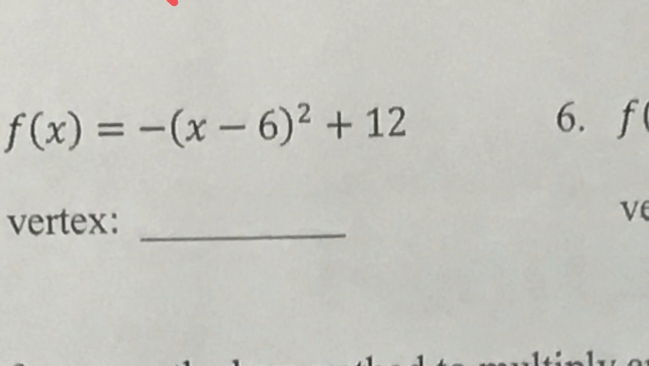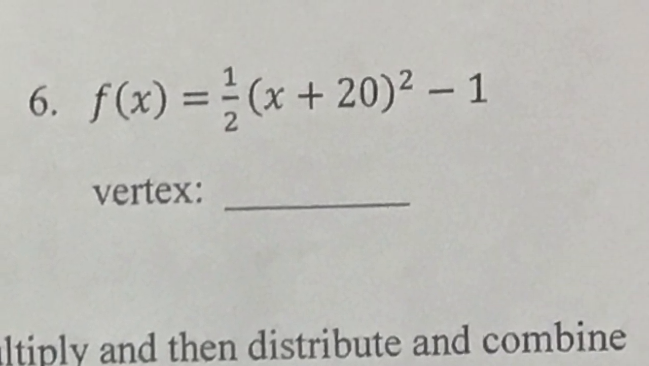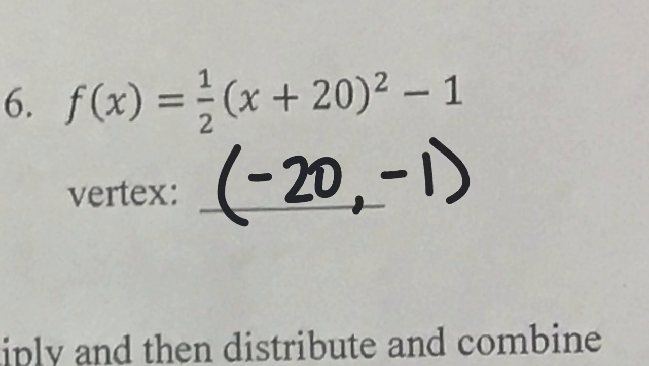Okay, number 5, we have a +6 and a +12 as your coordinates. A minus in parentheses means a positive x value, and a +12 means a +12. And our last one of this sort, we have a vertex at -20, -1. A plus in parentheses means we have a negative coordinate, and of course a minus after means we have a minus coordinate.